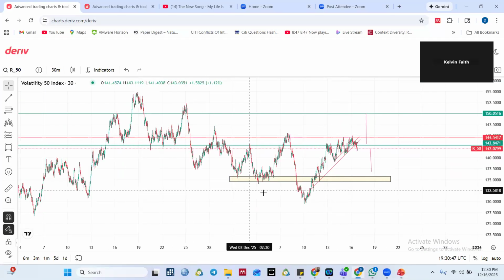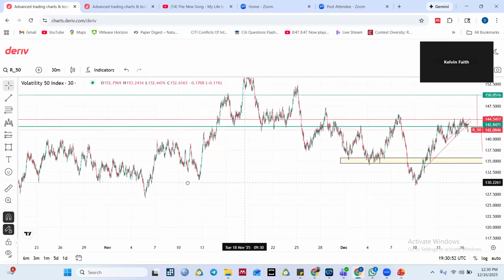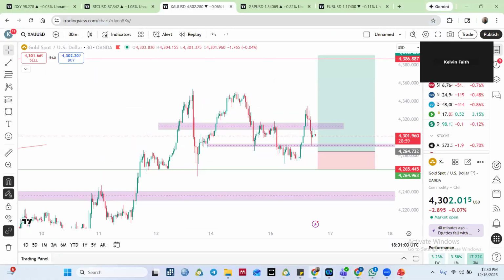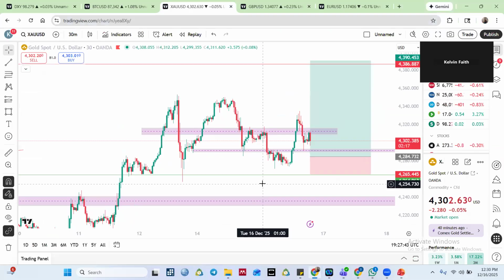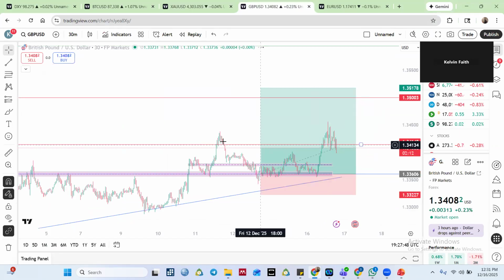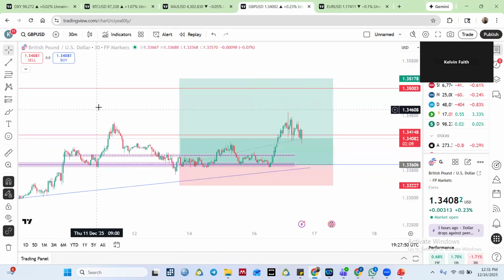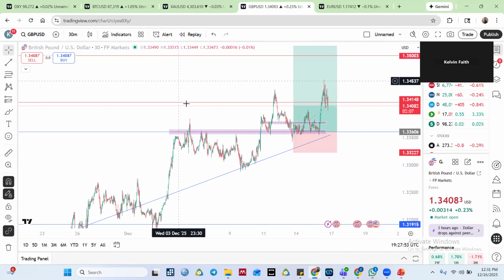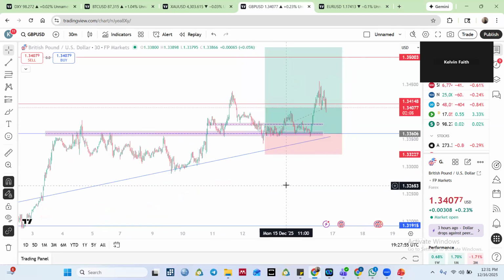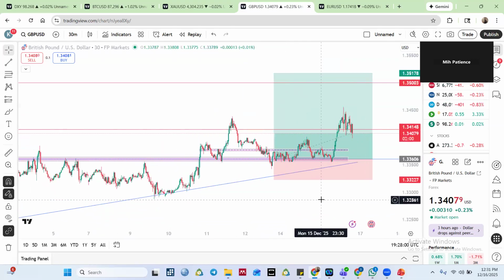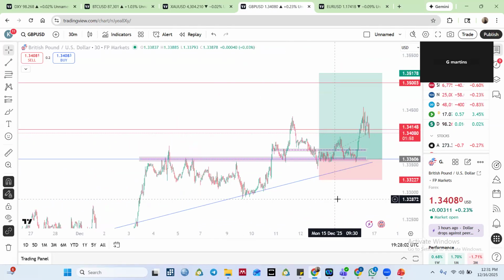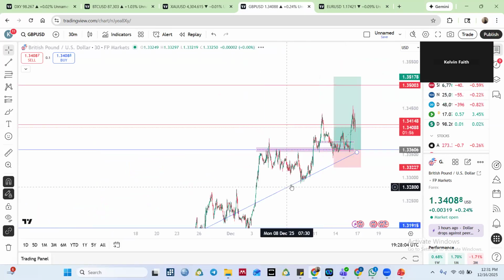Okay, so today we want to look at, let's go back to forex itself, and let's look at GBP USD today. Are you all with me? Yes, sir. Good, perfect. Yes, yes. So let's look at GBP USD.